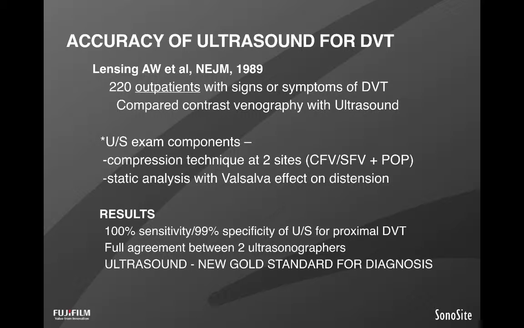As I mentioned earlier, the foundation of the field was really by Lensing in 1989, which showed, again, near perfect accuracy with contrast venography. But keeping in mind, that was within outpatient setting. And also note that the compression technique was only at 2 sites. They really did it in the proximal venous confluences, which was the common femoral vein, down to the superficial femoral vein, as well as the popliteal fossa, and they did static analysis with a Valsalva effect on distension.